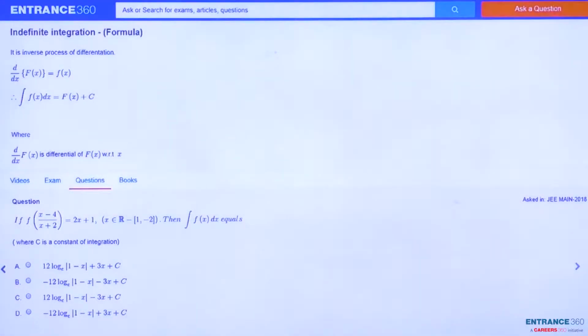Hello student, this is a question from JEE Main 2018. The question is, if f of (x minus 4) divided by (x plus 2) equals 2x plus 1, where x belongs to R except 1 comma minus 2, then we need to find the integration of f(x) dx. Let us see how to solve this question.